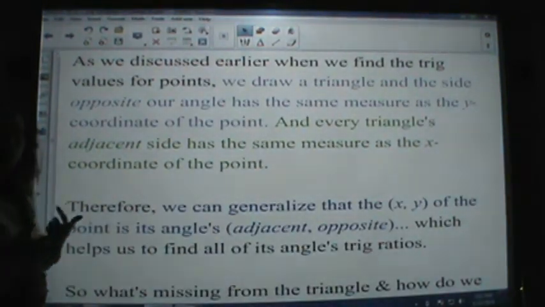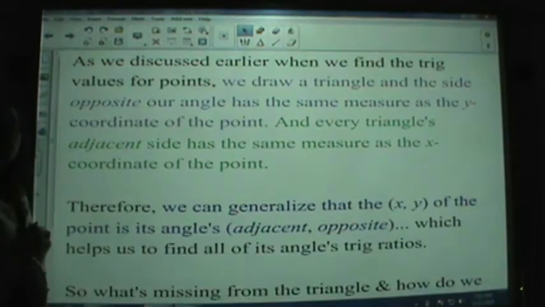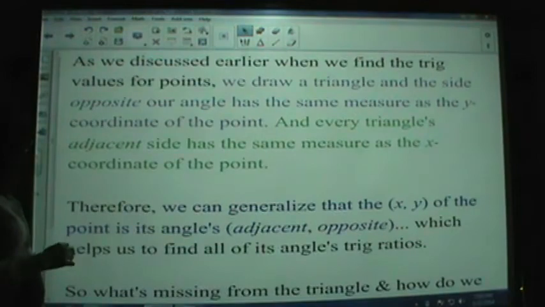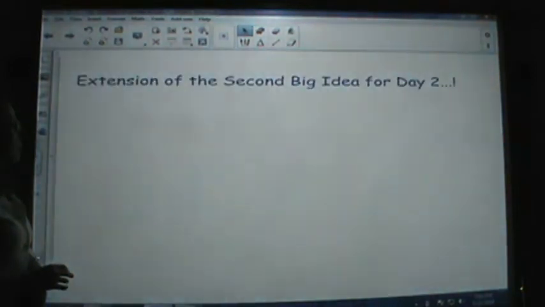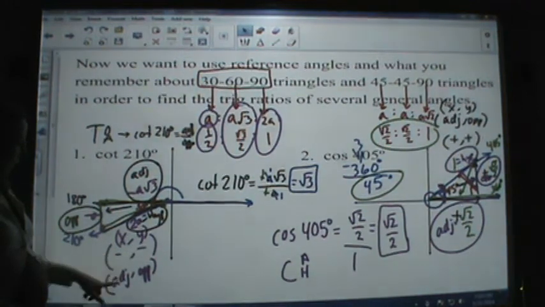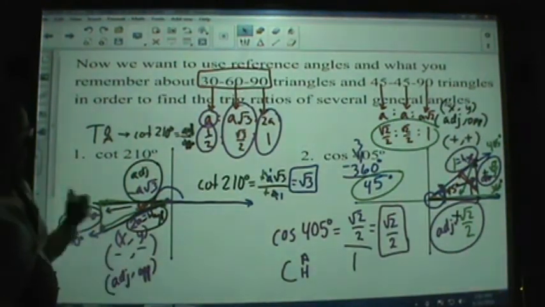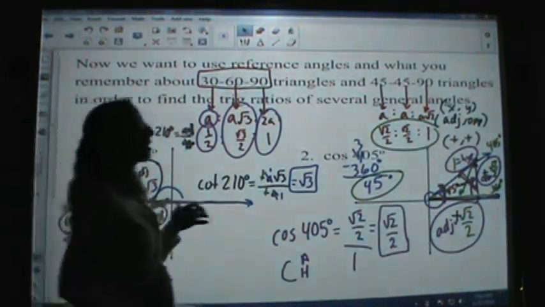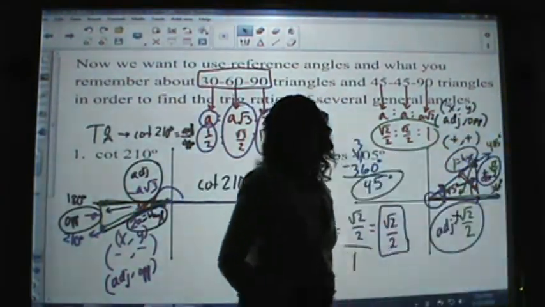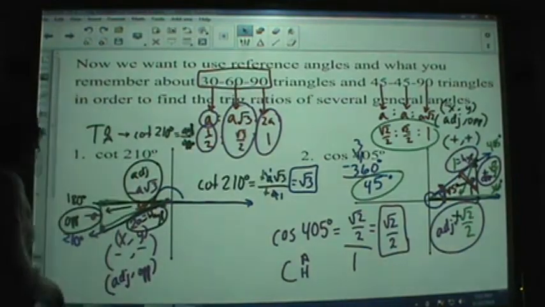Something you probably noticed me doing a bunch in the last few examples was looking at things and going x comma y and also labeling them with adjacent comma opposite. X comma y was negative, negative. That also translated to adjacent comma opposite. Fortunately for us, this is one of those things that, like x and y, is alphabetical. Adjacent comes before opposite, and this will always be true.